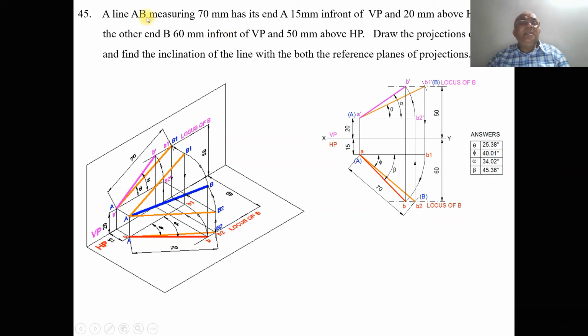Then you measure the 70 mm length by using the compass. With a dash as center, cut an arc of 70 mm on the locus of B so that you get this B1 dash, and you mark this as the locus of B. Join a dash B1 dash a little bit thicker than the xy line, so that will be the true length. Similarly, with a as center, taking this radius of 70, cut an arc on the locus of B and mark this point as B2. Then join aB2 a little bit thicker than the xy line.